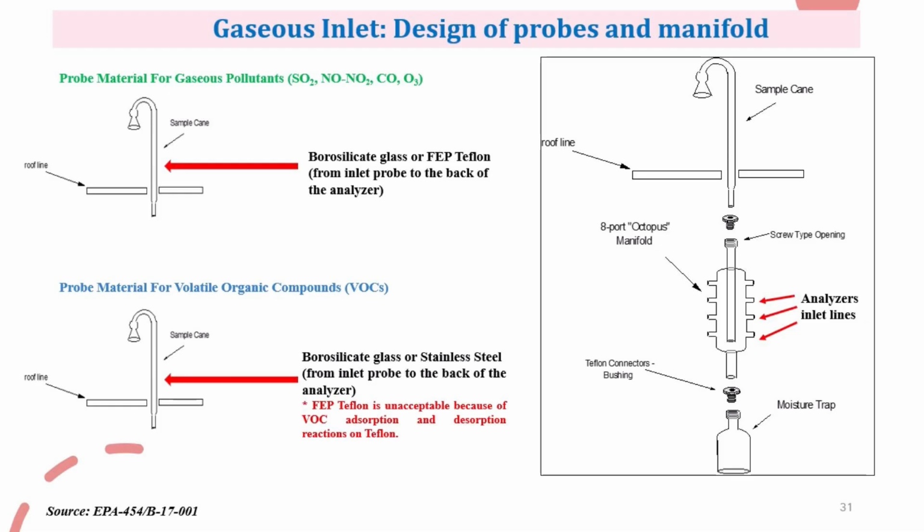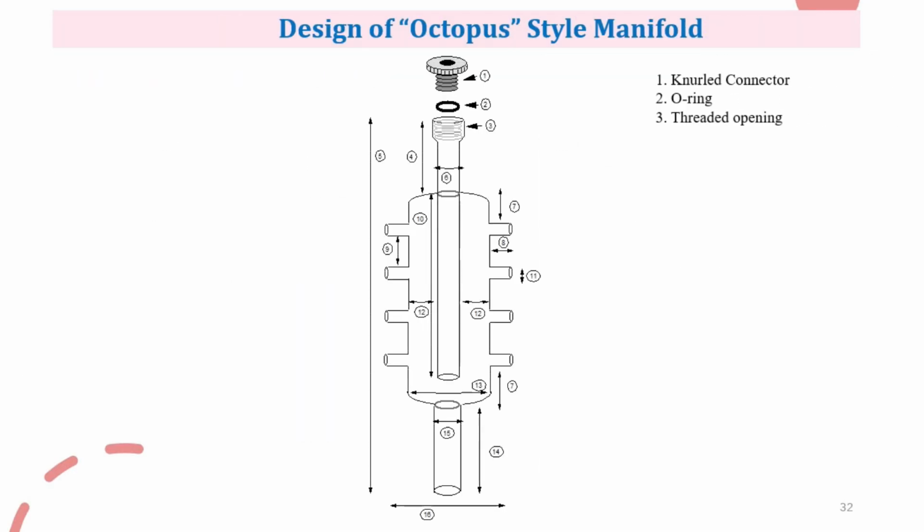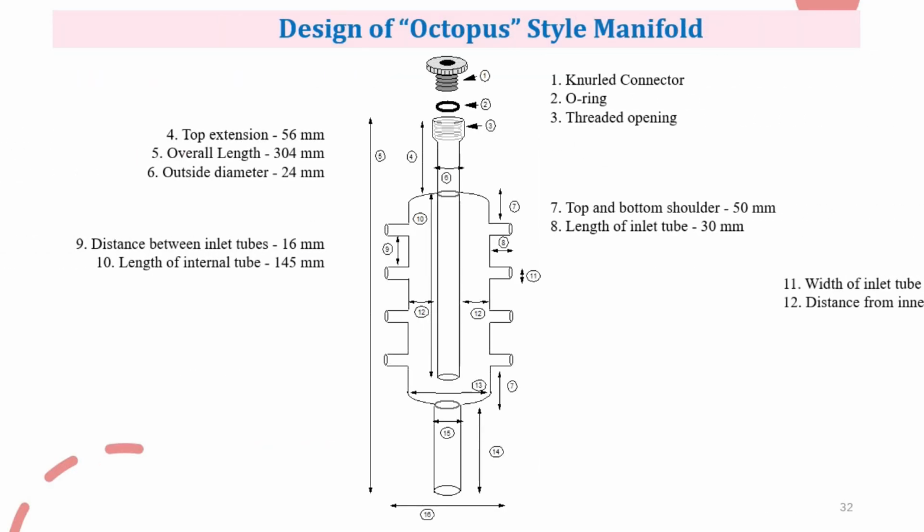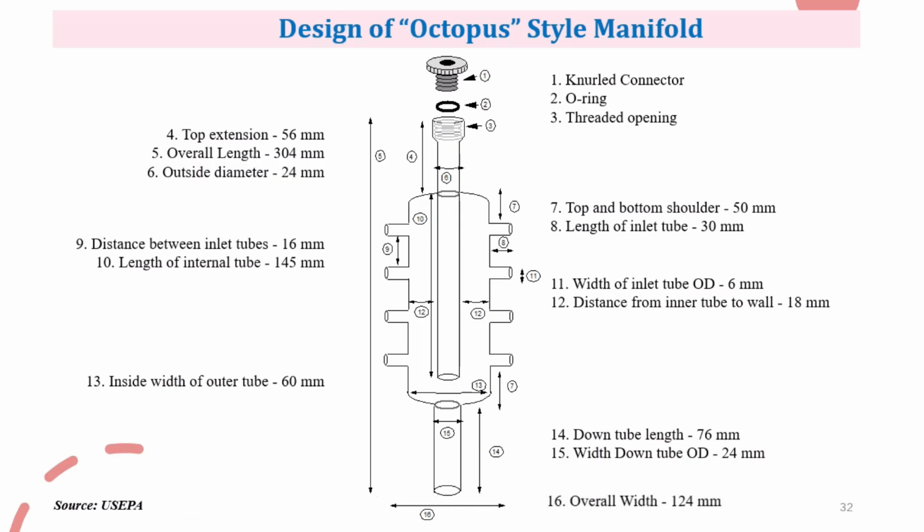The probes connect to something called an octopus manifold, which helps distribute air samples to the analyzer. Before we analyze the samples, we also use a moisture trap connected with Teflon to get rid of any water vapor. Let's take a quick look at a typical octopus-style manifold from top to bottom.